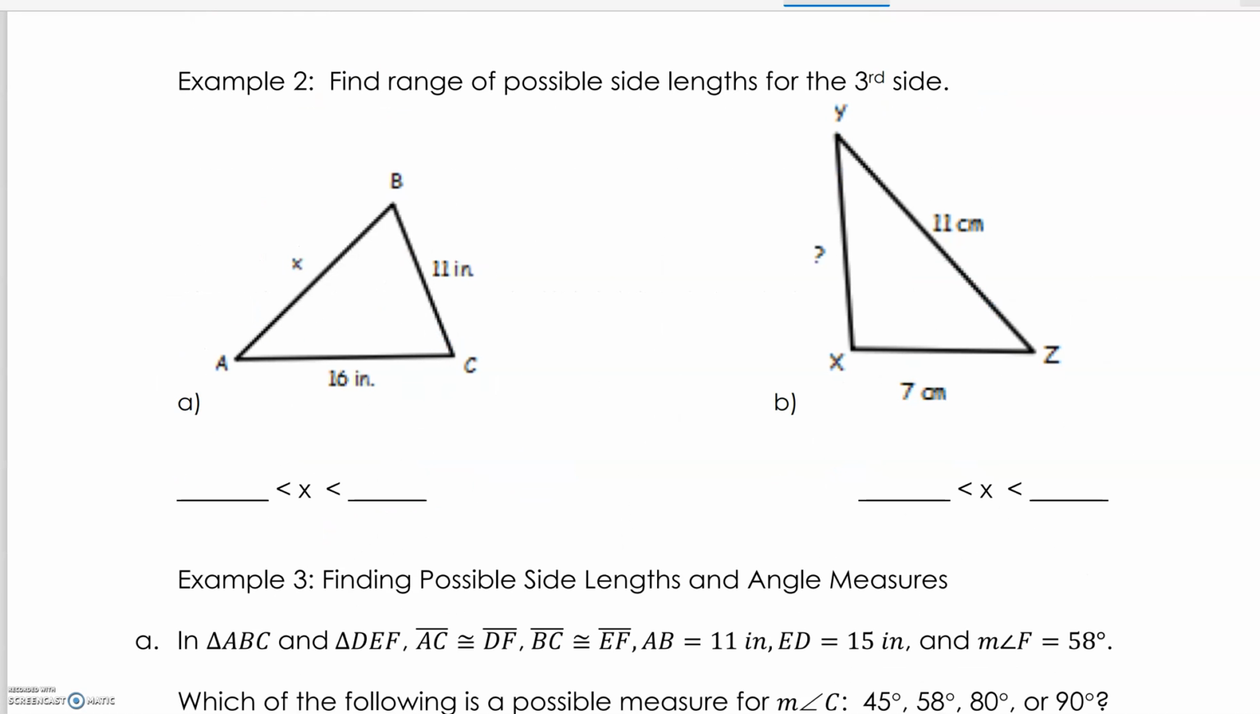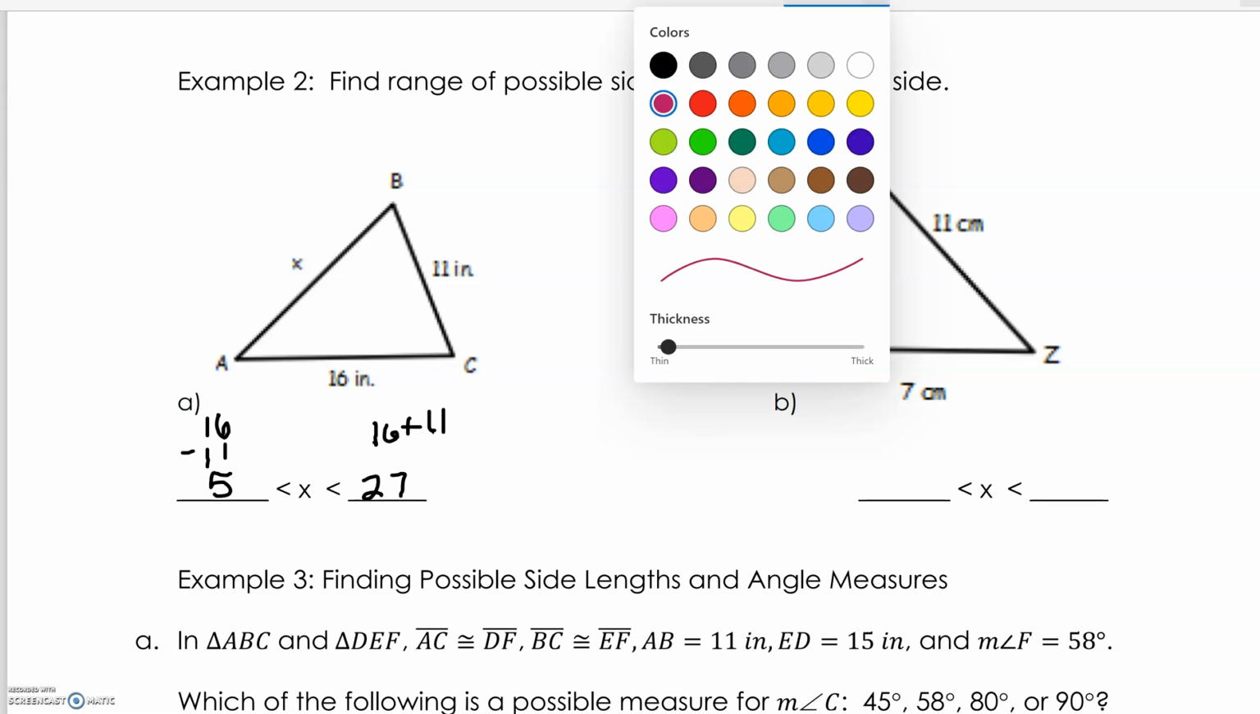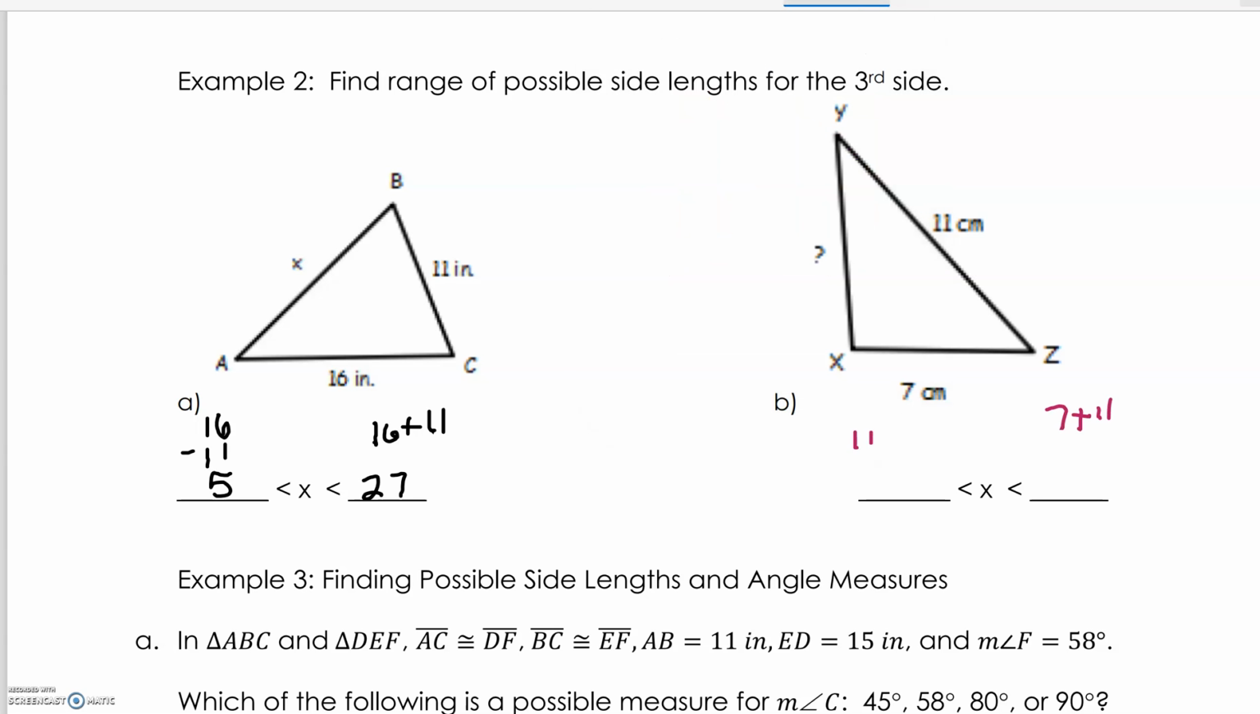All right, so down here, possible ranges for the third side. Again, two of the sides have to add up to be greater than the third. So we would add the two, and then we would subtract the two to get our range. So we would take 16 plus 11, and we would get 27. It has to be less than 27. And then we would subtract, and we would get that it has to be between 5 and 27. So go ahead and do that next problem. And hopefully you got 4 and 18.